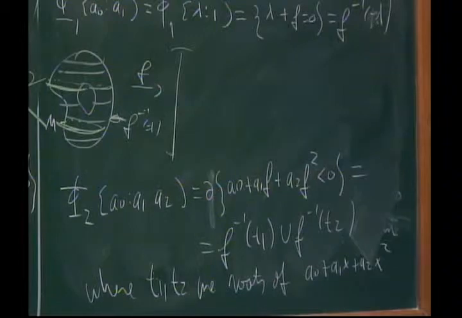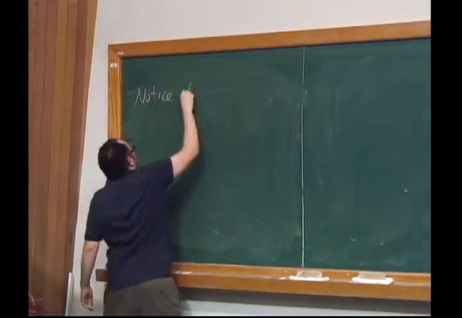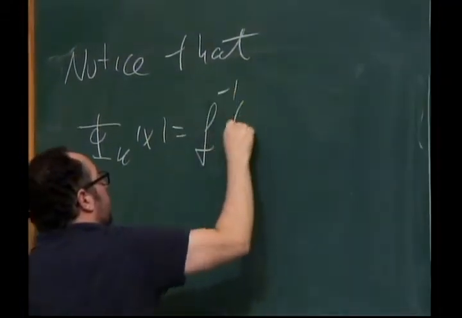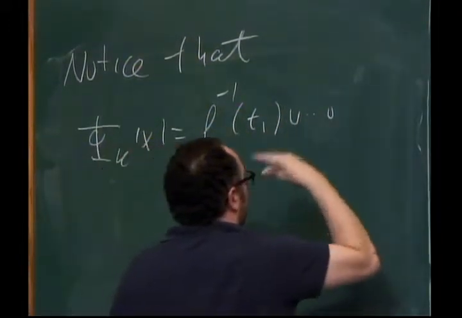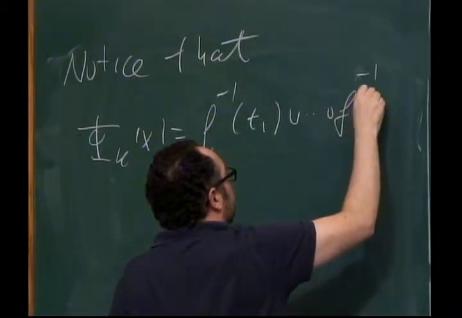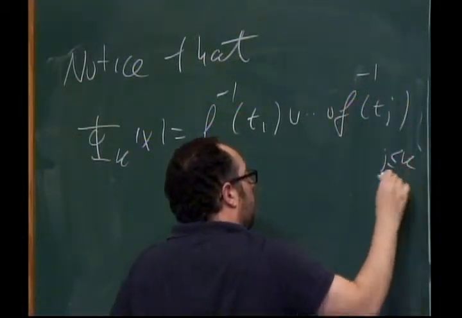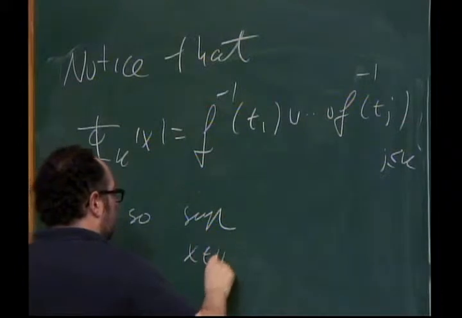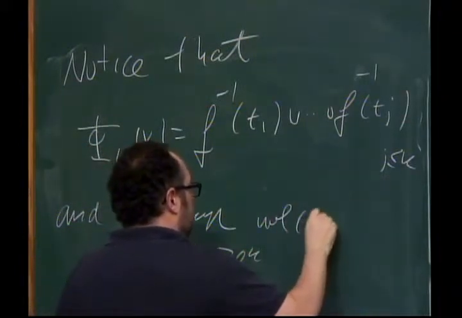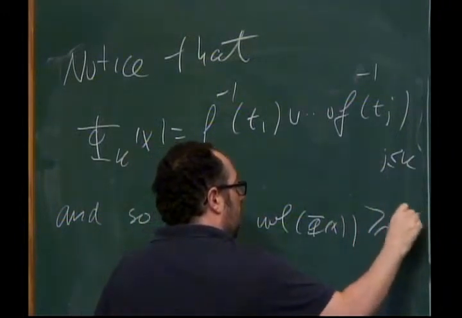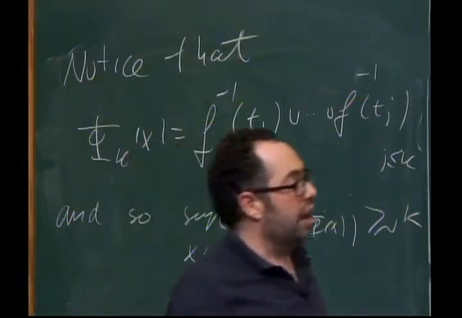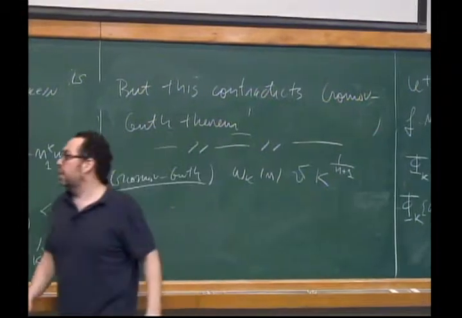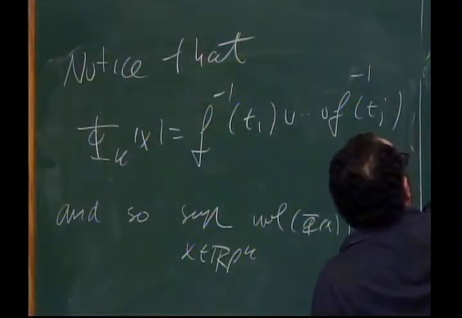So notice that a typical element here is going to be the union of several inverse images of the function f, j less than or equal to k, and so the supremum of the volume grows at least linearly in k. So now I will describe a good idea to pin this down to less than linearly. Okay, so let's just describe a good argument.